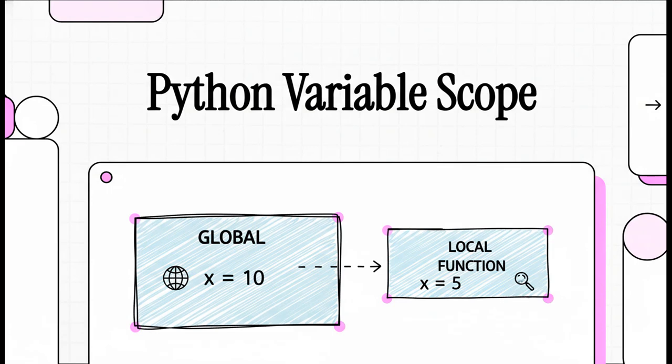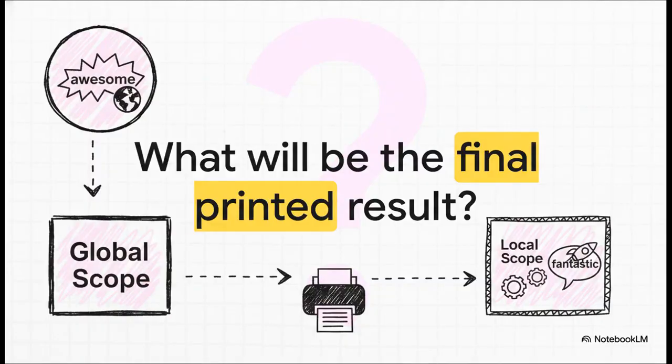Welcome to The Explainer. Today we're going to tackle a common Python puzzle that honestly trips up a lot of developers, new and experienced: variable scope. We're going to figure out what exactly happens when you have variables with the same name in different parts of your code.